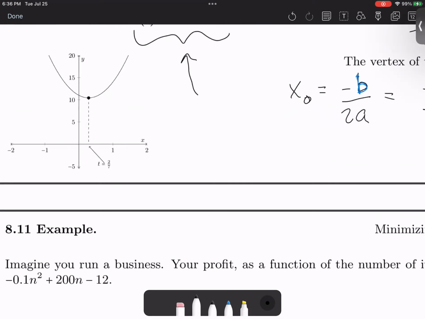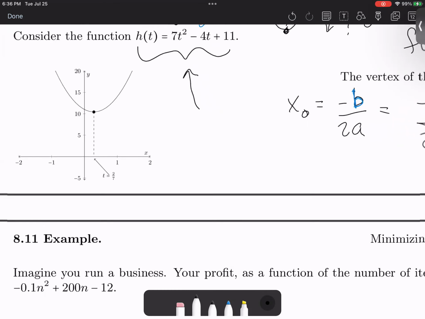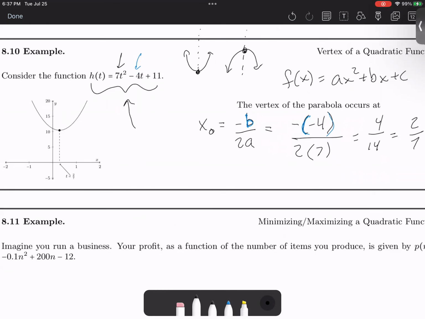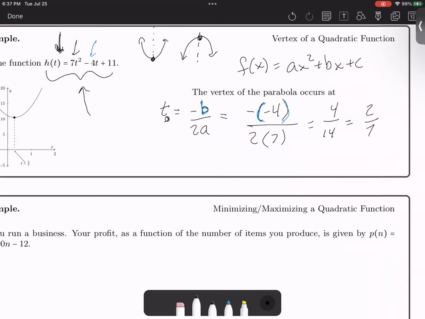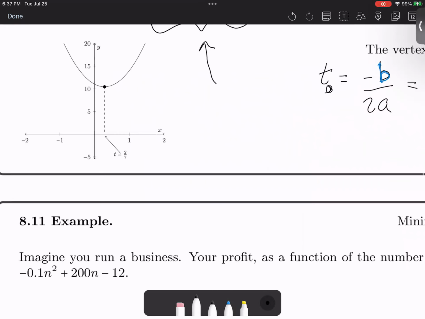And if I look at the picture here, in fact, I don't want to call it x, I want to call it t, because that's the input of my variable over here. This was a function dependent upon t. But either way, that's the location in the domain on the horizontal axis, 2/7. That's the location of that vertex.